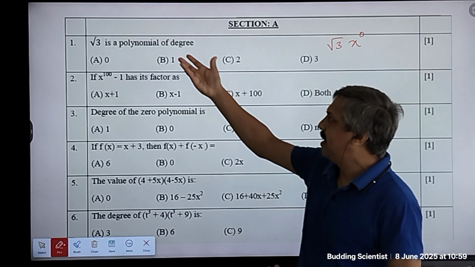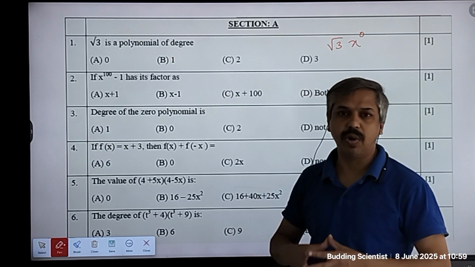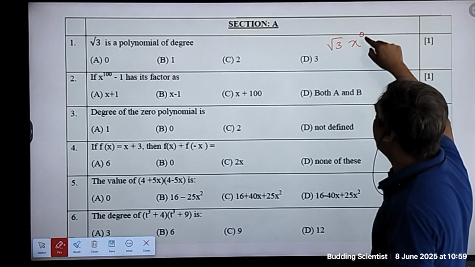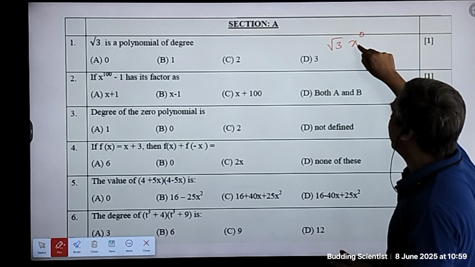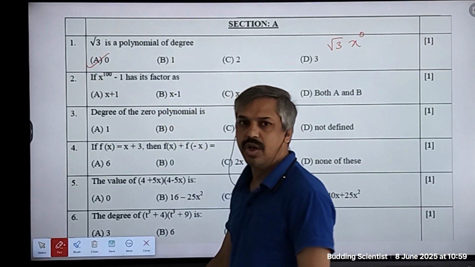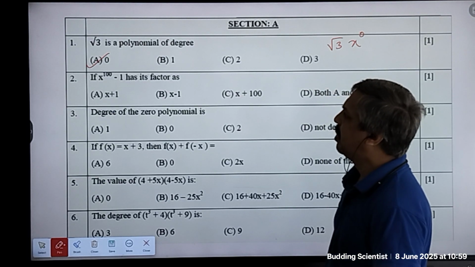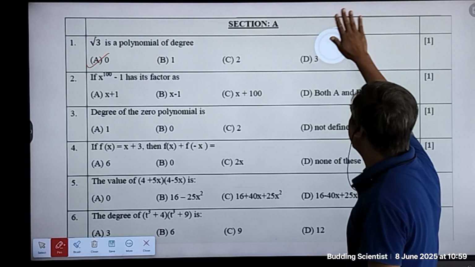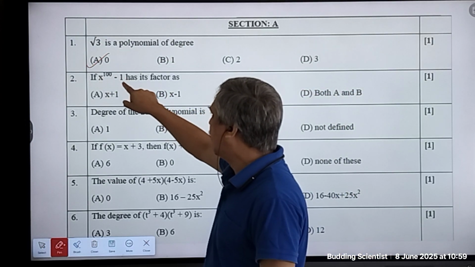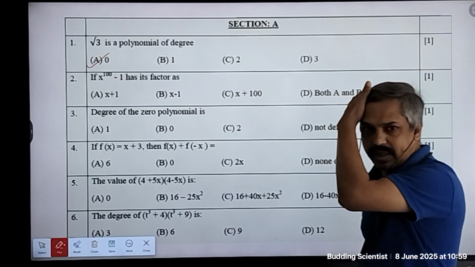what is degree? Degree is the highest power of the variable that we use. So the highest power of x as the variable is 0. So the answer will be 0. Root 3 is a polynomial of degree 0.